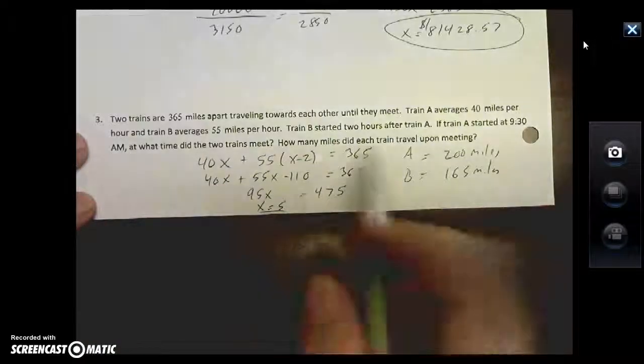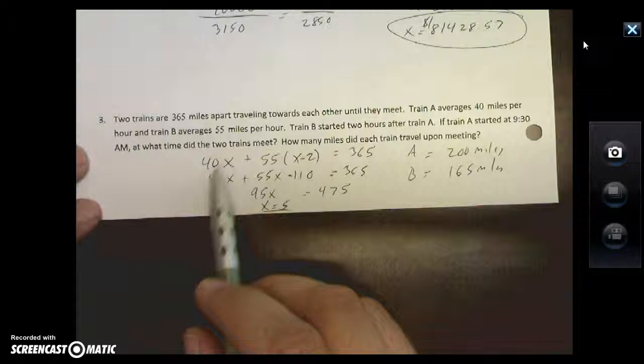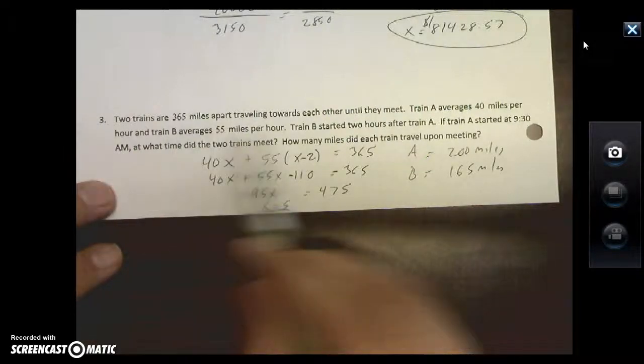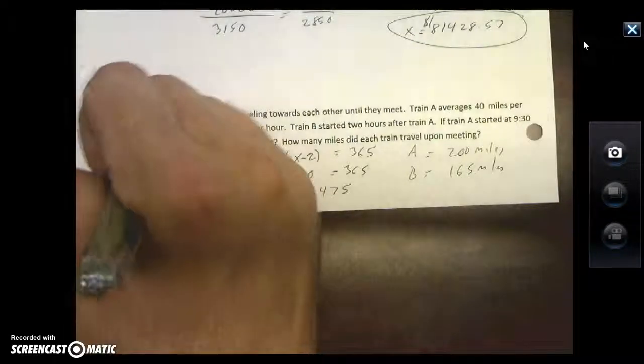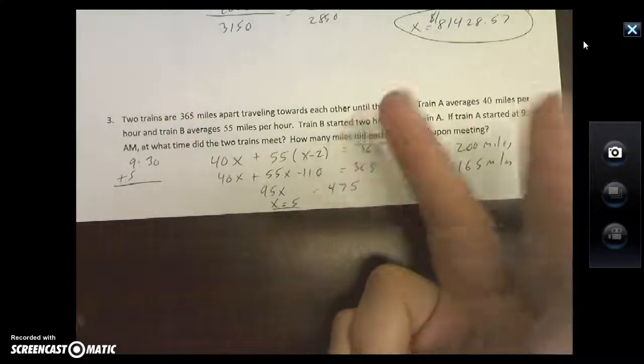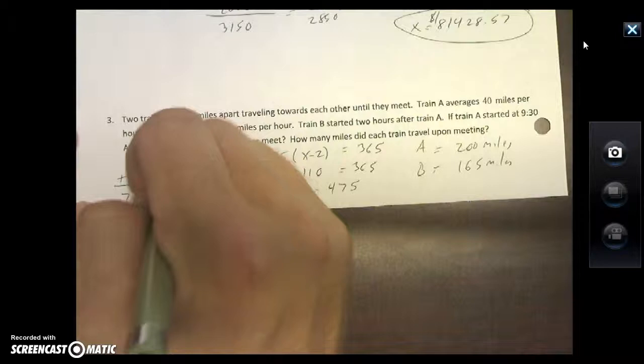Should make sense because 365 miles apart. And lastly, what time did the 2 trains meet? Well, it's 5 hours after 9:30. So 5 hours later. Let's see, 10:30, 11:30, 12:30, 1:30, 2:30. Okay, 2:30 is when they meet, p.m.